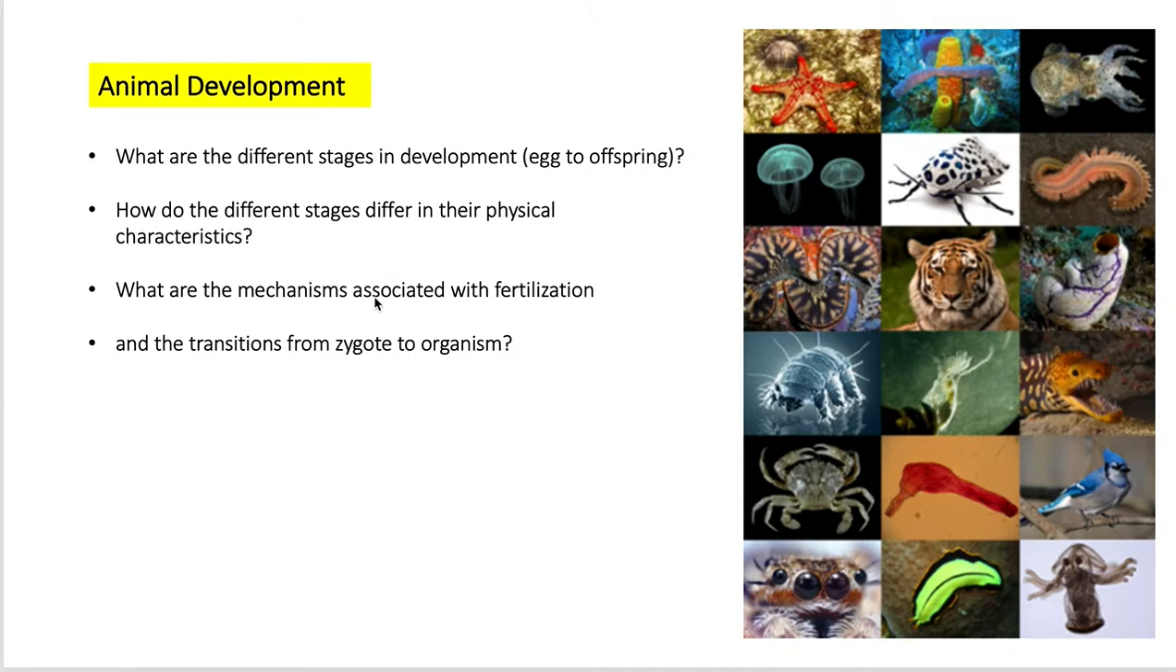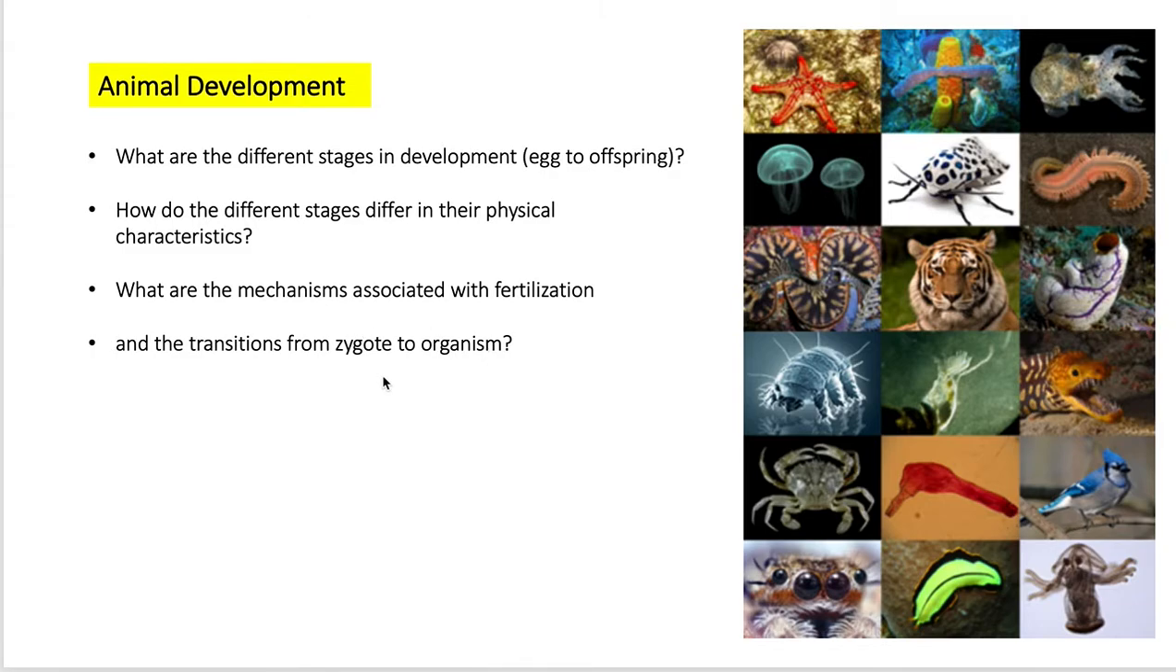Here are some questions that I want you to be able to answer. What are differences in the stages of development? How do different stages differ in their physical characteristics? You'll know exactly what I'm trying to get you to think about as I go through this presentation. What are mechanisms associated with fertilization? We'll talk about that, and transitions from zygote to organism. We'll cover that a little bit. It's mostly descriptive.